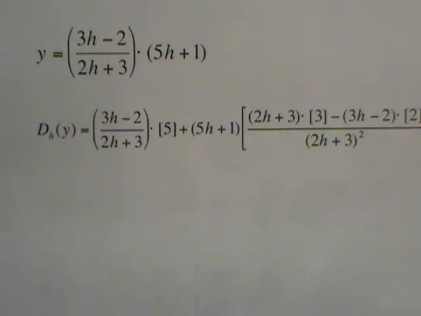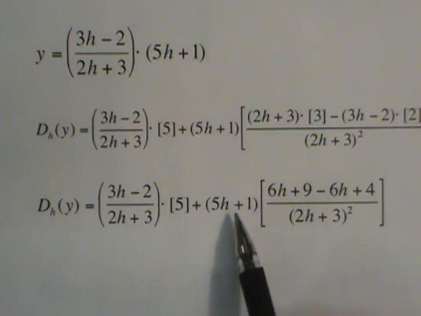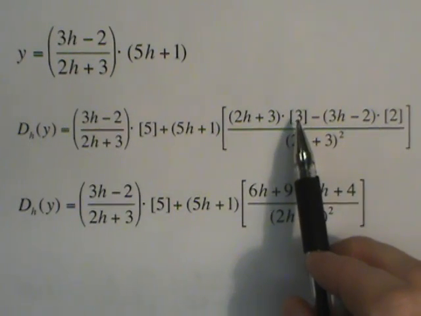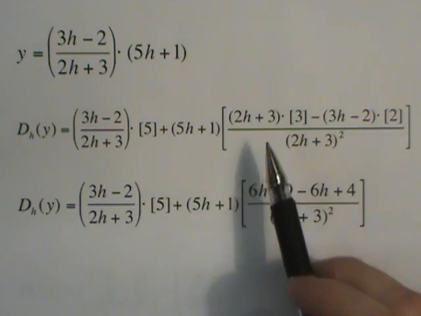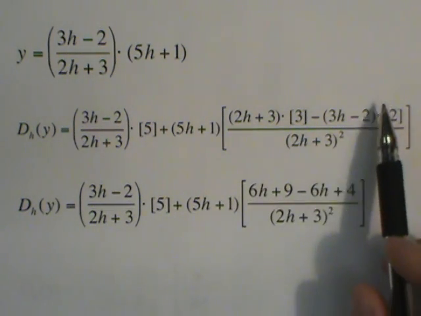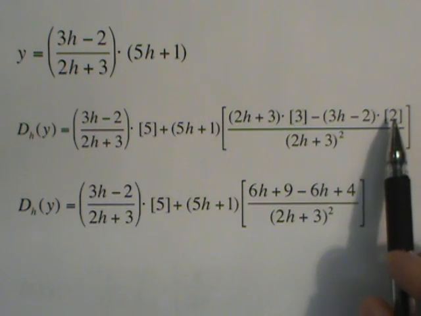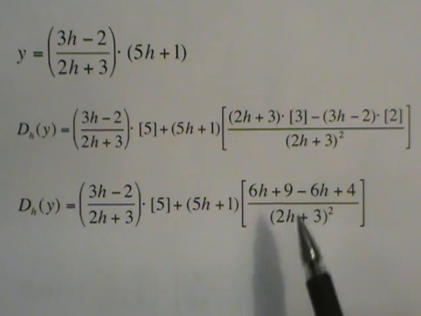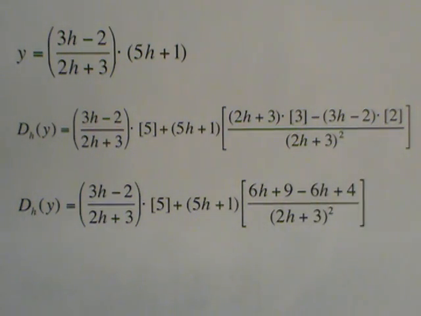At this point, we have a lot of algebra to work with, and so the first part I left alone. The second part I decided to go ahead and distribute here. So the second set of terms, I'm going to have 3 times 2h, which is 6h, 3 times 3 is 9. And then for the second part of my numerator up here, I'm going to distribute the negative and the 2 simultaneously. So negative 2 times 3h is negative 6h. Negative 2 times negative 2 is plus 4.